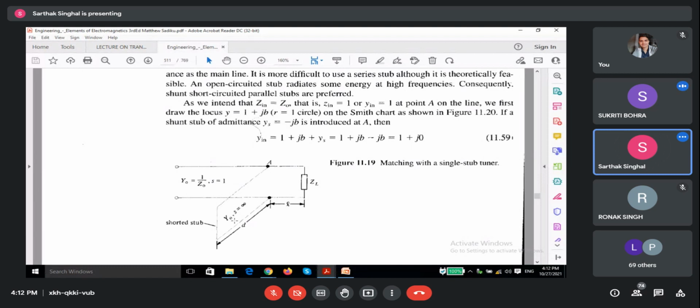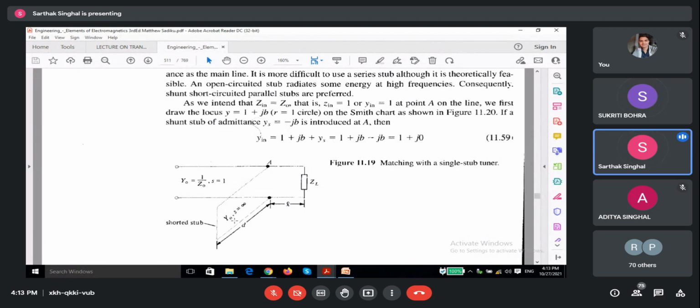Yes or no? All of you? Yes. And what about for an open circuited section? If your load impedance is open circuited, then it will be minus j Z naught cot beta L, right? Yes. Okay, so in general, we talk about the shorted stubs because the open circuited stubs are difficult to realize.